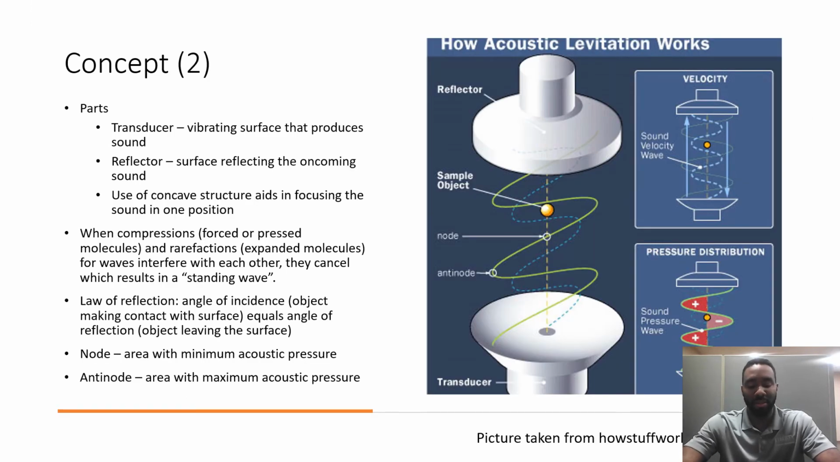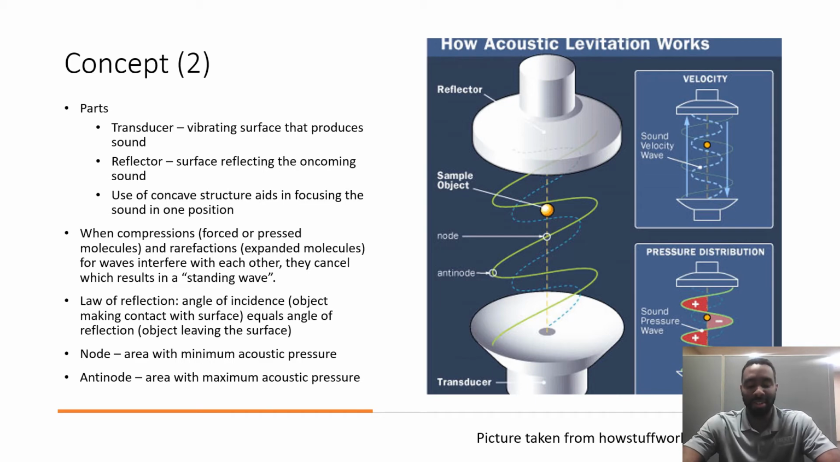The concept of ultrasonic levitation can be separated into three parts, the first of which is the transducer, the vibrating surface that produces the sound. The second is the reflector, which will reflect the oncoming sound. And finally, the use of a concave array of transducers and reflectors set to pinpoint a sample in one location.